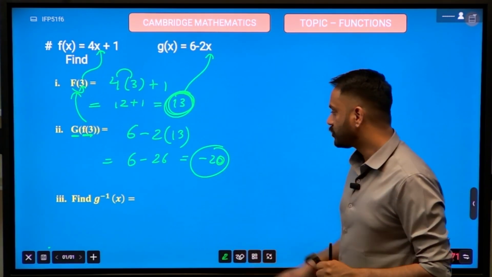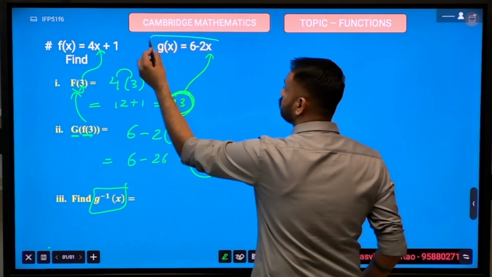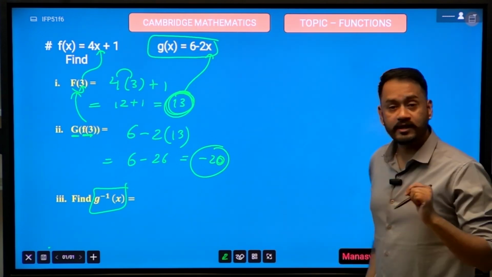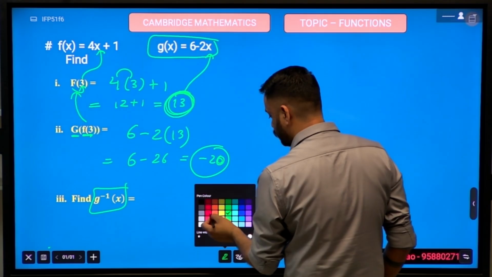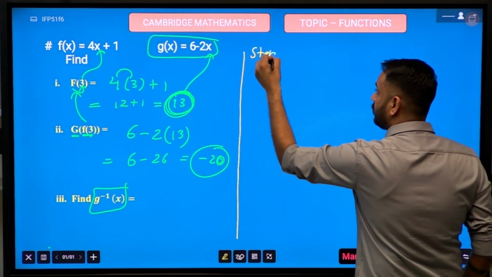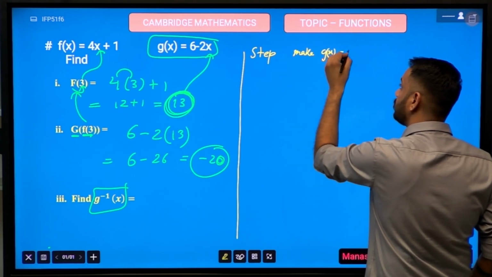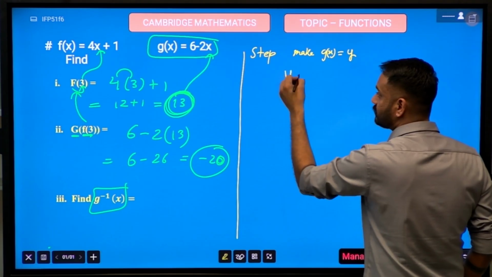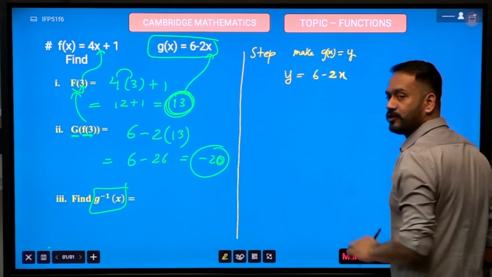Now in the next question we need to find the inverse of g(x). So inverse of g(x) we need to find. In the inverse of g(x), we have a simple method, steps which you need to follow. So first, step 1, make g(x) equal to y. So you need to make g(x) as y, and then write the function 6 minus 2x as it is. Clear, children?